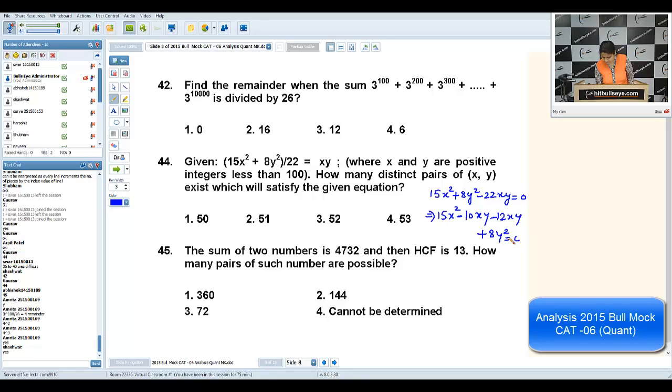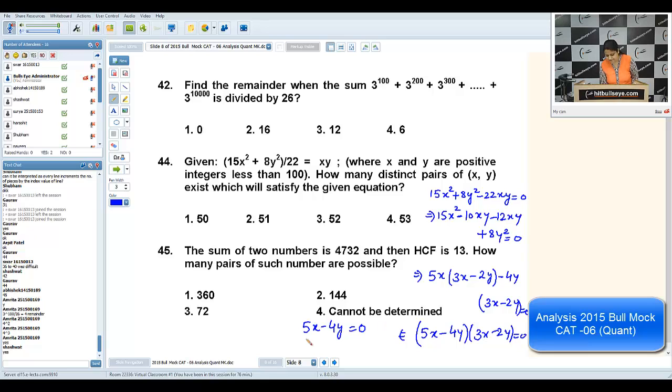That is a basic thing only. So 5x is common. We are left with 3x minus 2y. Similarly, 4y is common. We are left with 3x minus 2y once again. So my factors will be (5x minus 4y) into (3x minus 2y) is equal to 0. Product of any two things is 0. It can be possible only if we are getting one factor as 0. So either 5x minus 4y will be equal to 0 or the other thing.